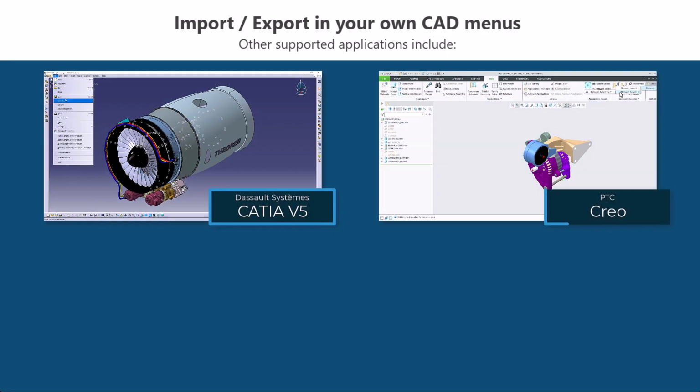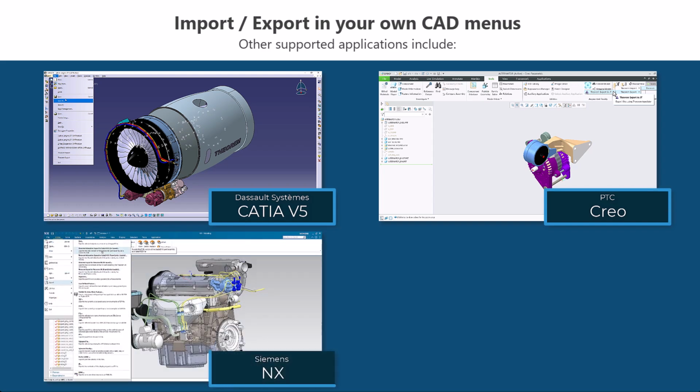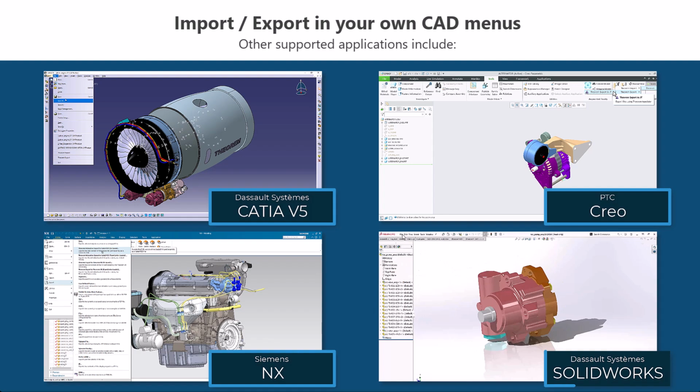In that example, you saw 3D Experience and JT, but it works exactly the same way for CATIA V5, Creo, NX, SolidWorks, and many more.